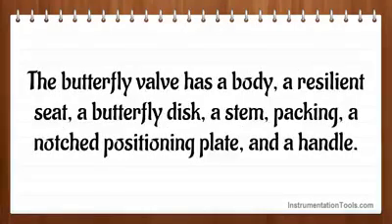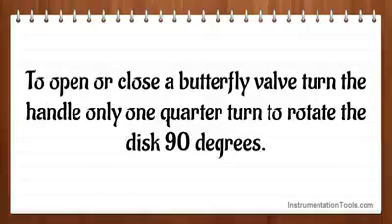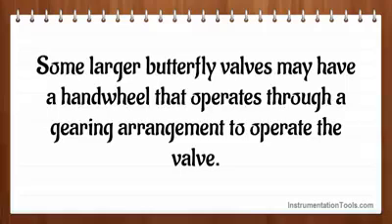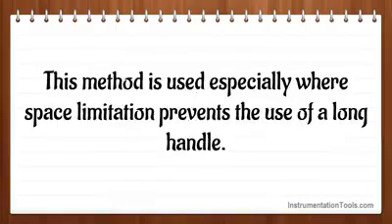The butterfly valve has a body, a resilient seat, a butterfly disc, a stem, packing, a notched positioning plate, and a handle. To open or close a butterfly valve, turn the handle only 1/4 turn to rotate the disc 90 degrees. Some larger butterfly valves may have a handwheel that operates through a gearing arrangement to operate the valve. This method is used especially where space limitation prevents the use of a long handle.